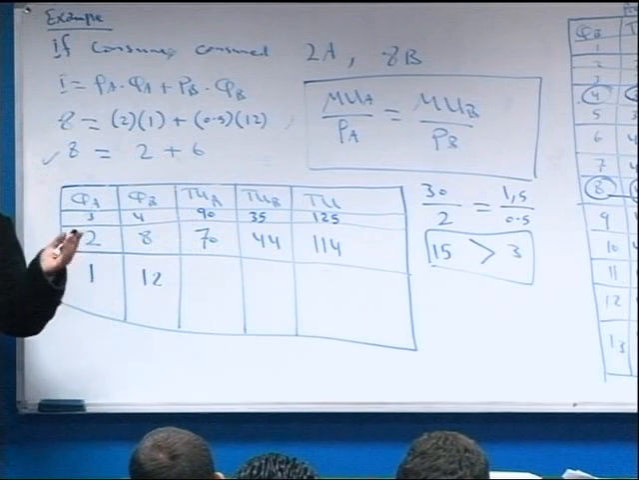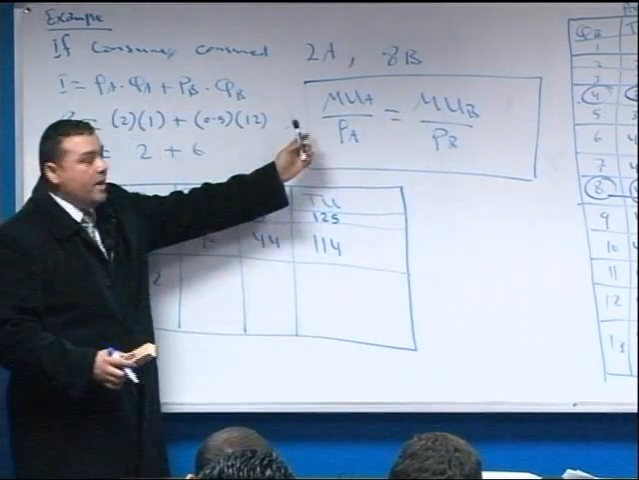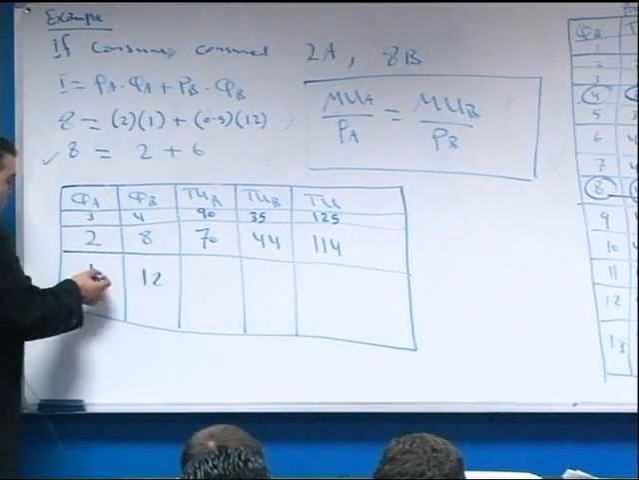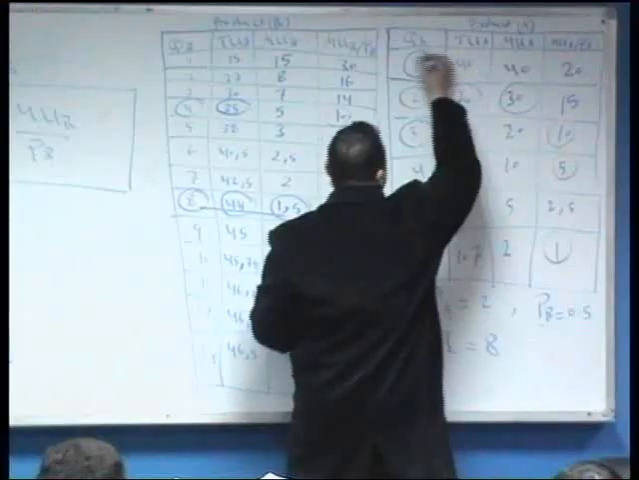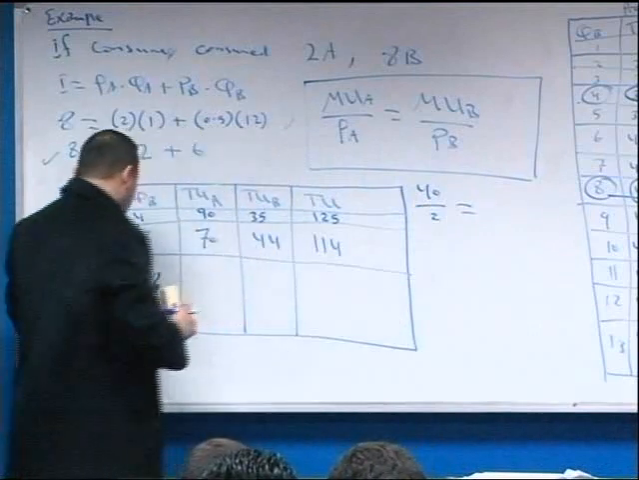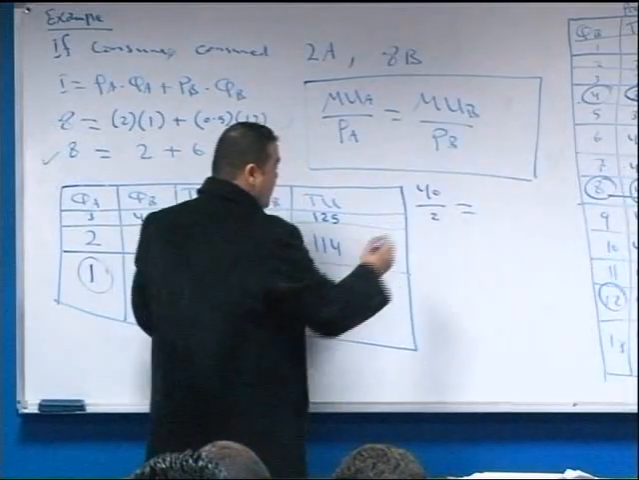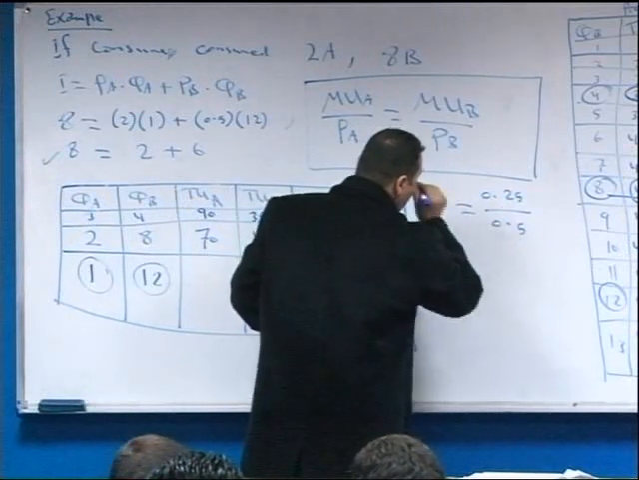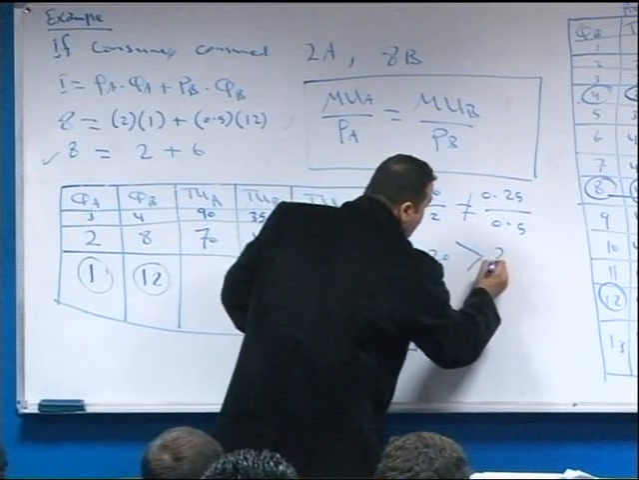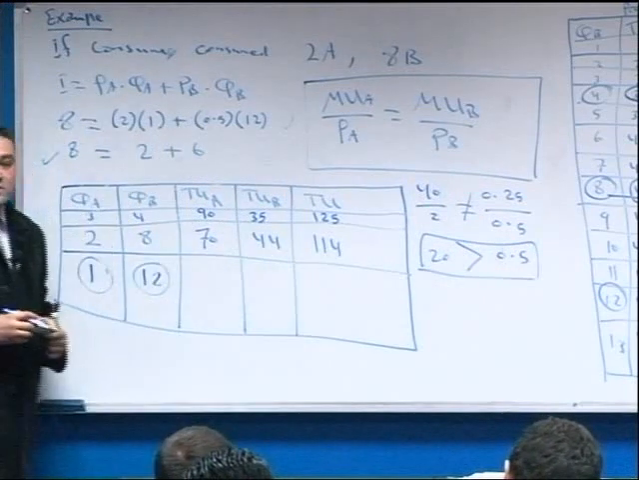But what about the first condition? We have to do the test here. The first condition is MUA over PA must equal MUB over PB. MUA at quantity 1 equals 40, so 40 over 2 must equal MUB at 12. At 12, MU equals 0.25 over half. So it doesn't equal. 20 is larger than 0.5. So the first condition has not been met, right?